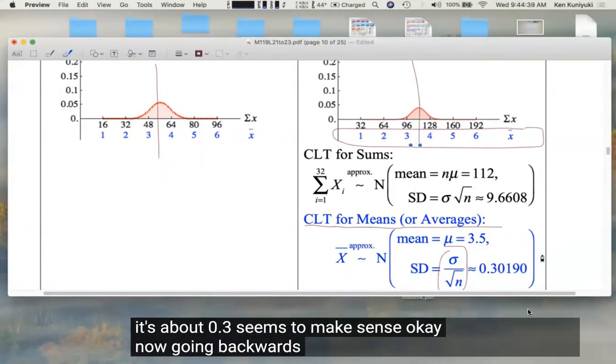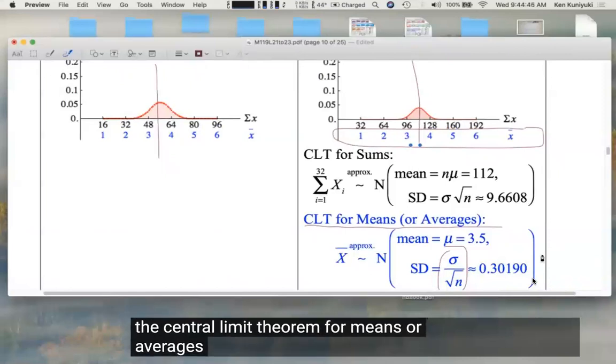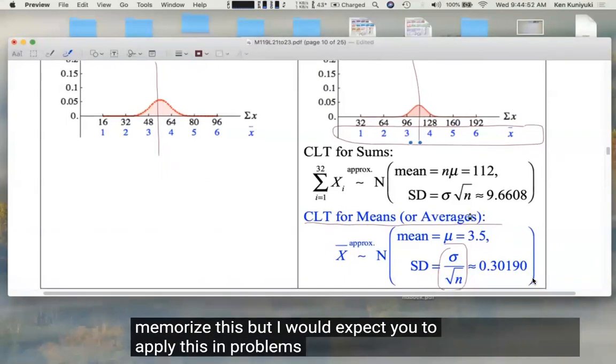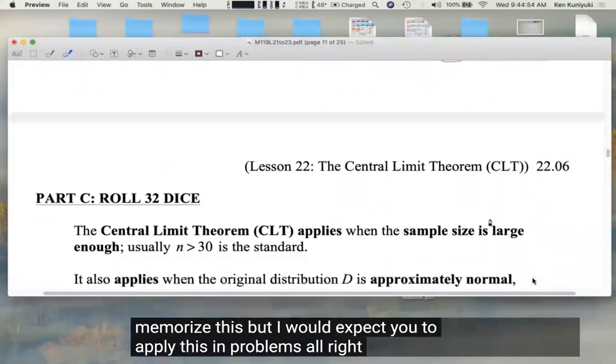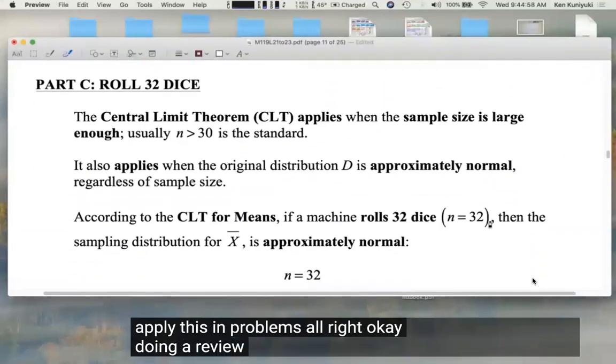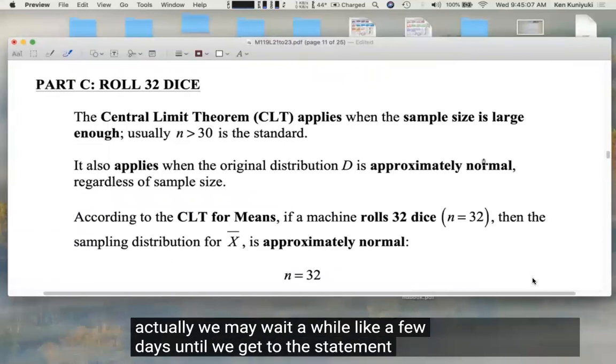Okay, now going backwards, what is the central limit theorem? What is the statement of the central limit theorem for means or averages? Now, I wouldn't expect anyone to memorize this, but I would expect you to apply this in problems. All right. Again, doing a review of 32 dice, then we'll get to the general statement of the theorem. Actually, we may wait a while, like a few days, until we get to the statement of the theorem.